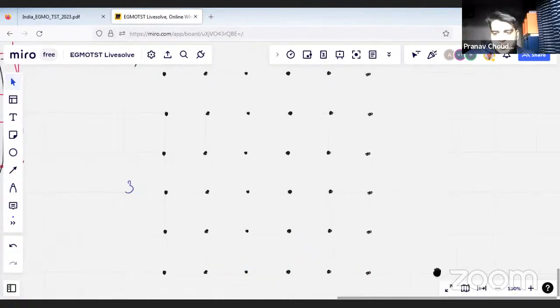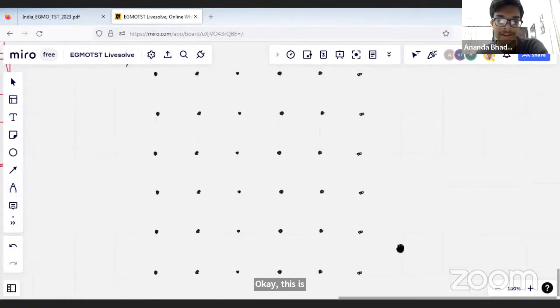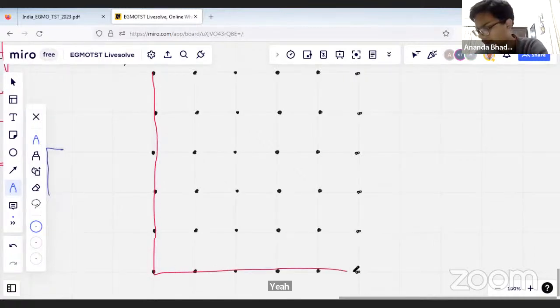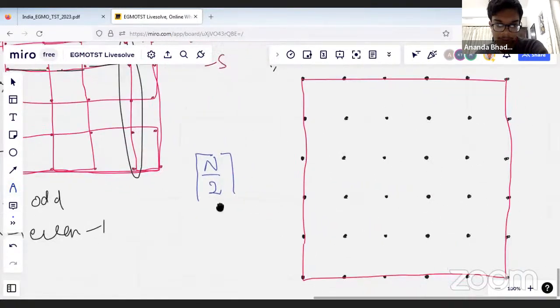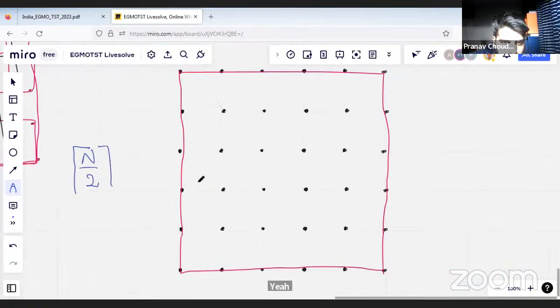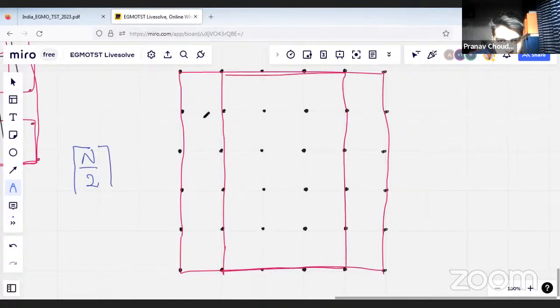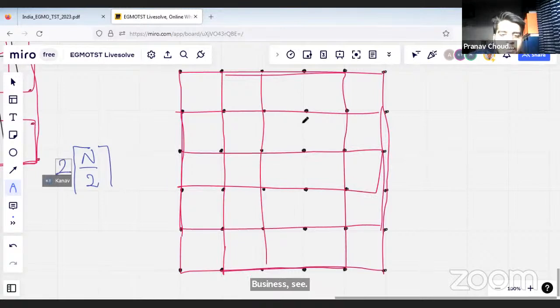Okay, this is a 6 by 6 grid. Let's see if we can do this in 5. Okay, let's write the big square. And then what do we do? We have used 3. This works, right? Does this? 3, yes. 4, and yes, we can do this in 5.